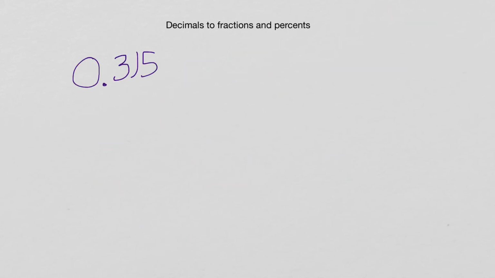To convert a decimal to a fraction, we've got to think about how the number is said. So we have to look at our place values. So we have our decimal, and then we have the tenths place, the hundredths place, and the thousandths place. So this number is equal to 315 out of the thousands place, or 315 thousandths.